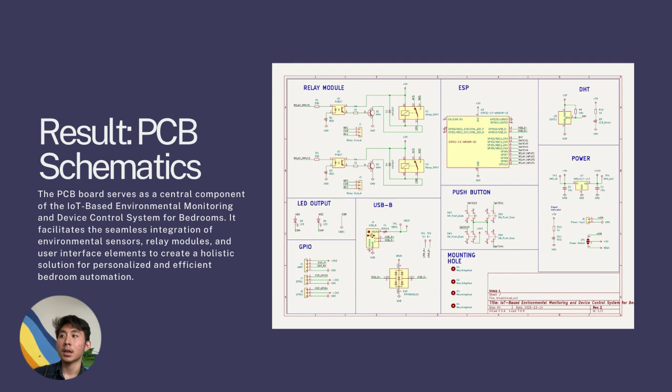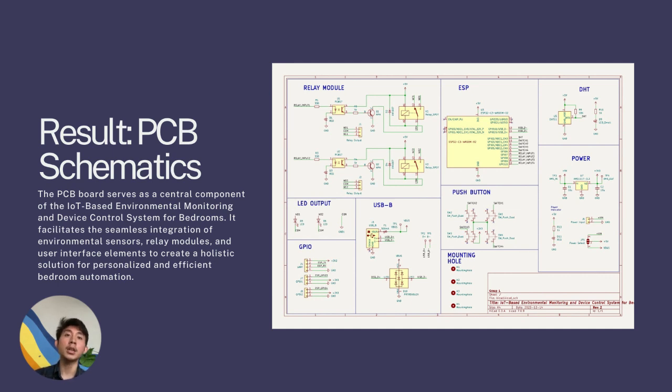Next, below we have the GPIO pin, and this GPIO pin allows versatile connectivity and interaction with external devices or sensors, and it also enhances the board's flexibility in accommodating additional functionalities. Next, we have the USB-B port, and this is used to connect the ESP32 to the computer so we can upload the code. Actually, we can also use the USB-C, but in here our group chose to use the USB-B port because it is easier to solder into the PCB.